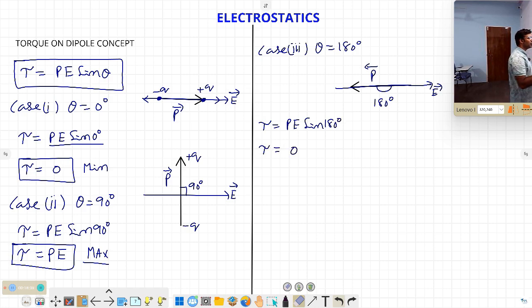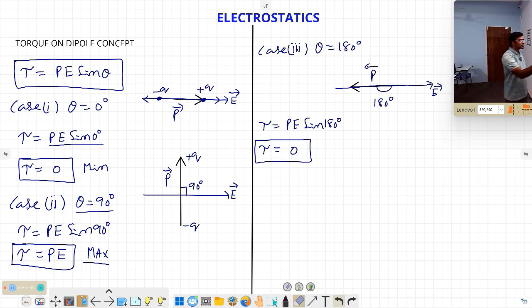So whatever may be, if the dipole is aligned in the direction of the electric field, or in the opposite direction, the torque acting on the dipole is always 0. At what position is it maximum? At theta equal to 90 degrees, the perpendicular condition, it becomes maximum. This is one of the important concepts.